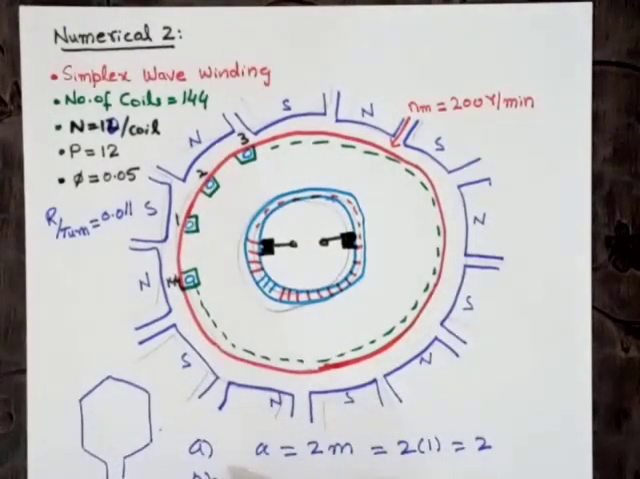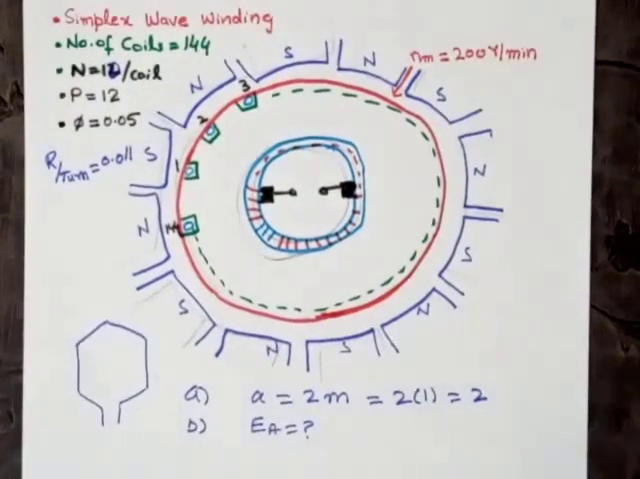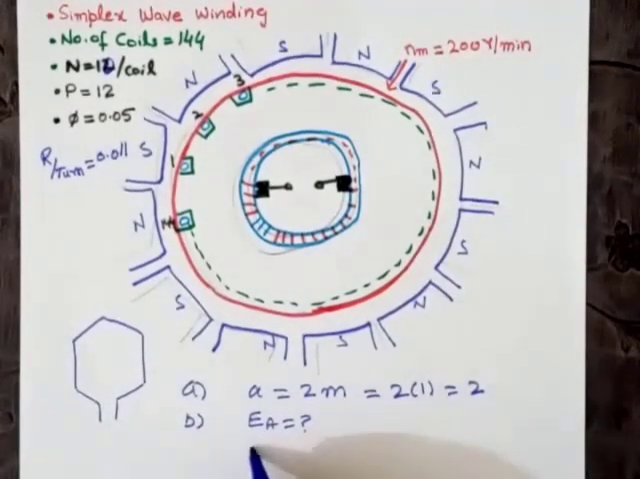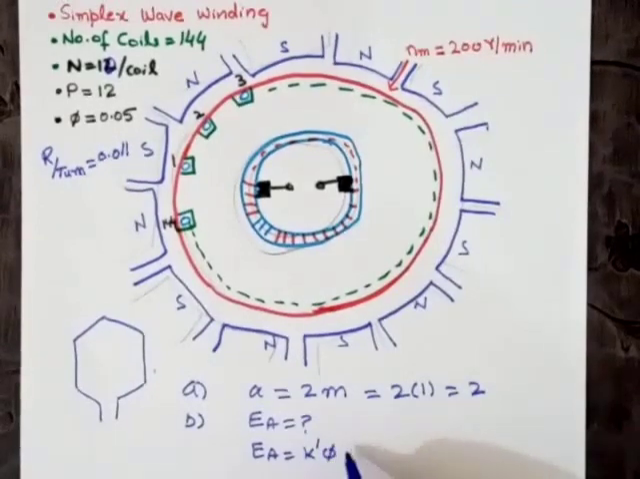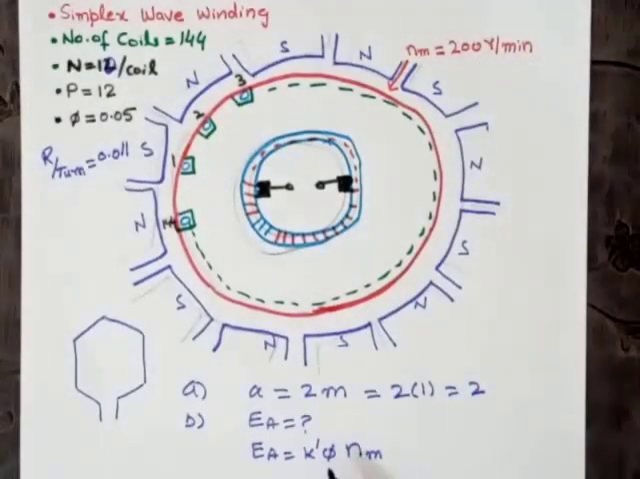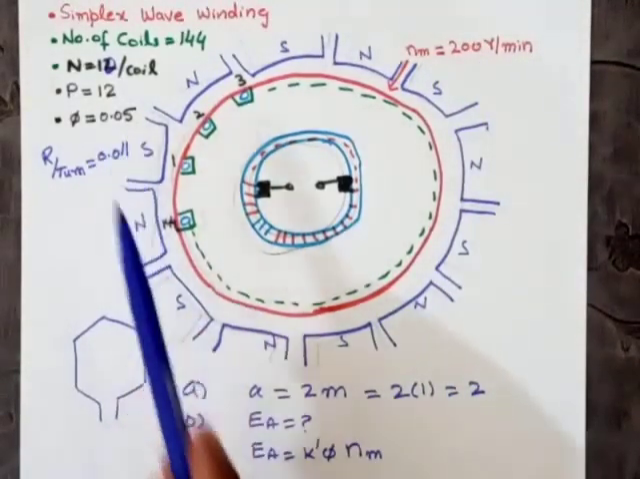Part B of this problem is: what is the induced armature voltage of this machine? That is, what is the value of EA in this machine? As we know, EA is equal to K dash phi into Nm. The value of N is given here, 200 revolutions per minute, and the value of flux is given here, 0.05.